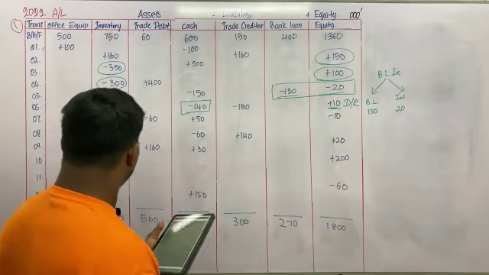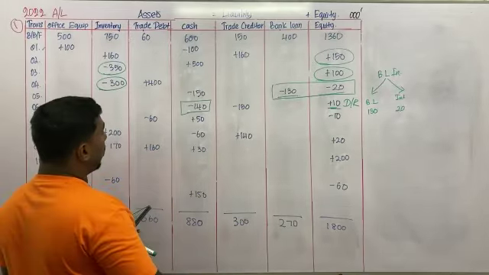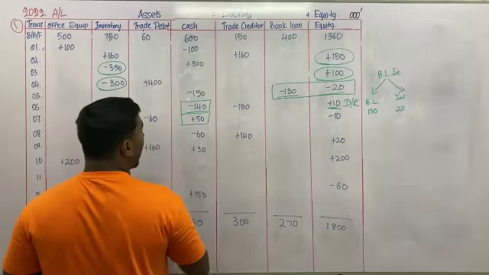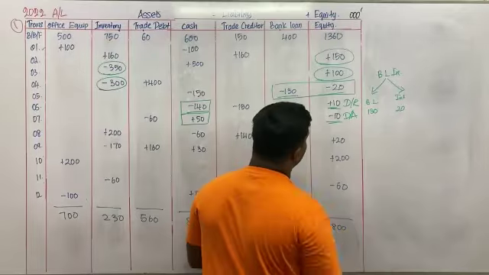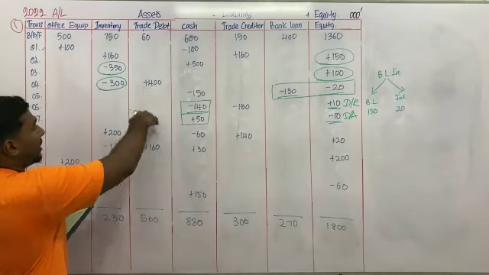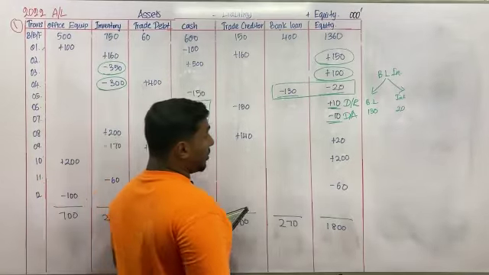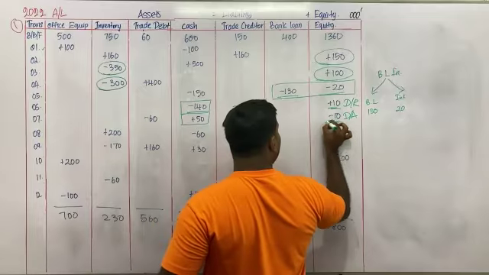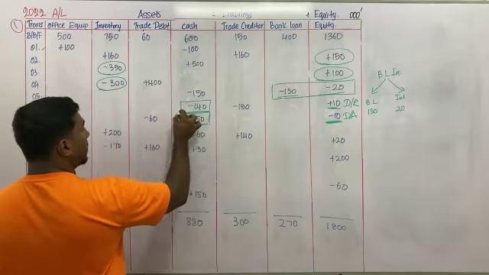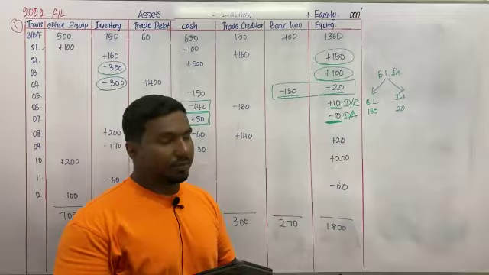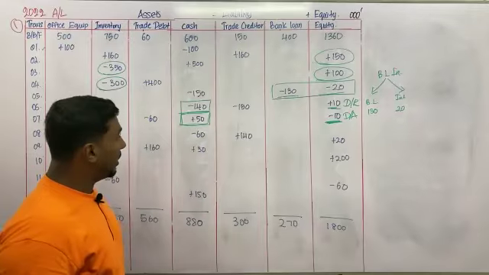Transaction number 7. 60,000 minus in the trade debtor, 50,000 in the cash. So we are receiving 50,000 here, and this 10,000 is what? Discounts allowed. How did I come up with it? Because trade debtor is decreasing, cash is increasing. So what is the transaction here? After allowing 10,000 discounts, 50,000 was received from the trade debtor.